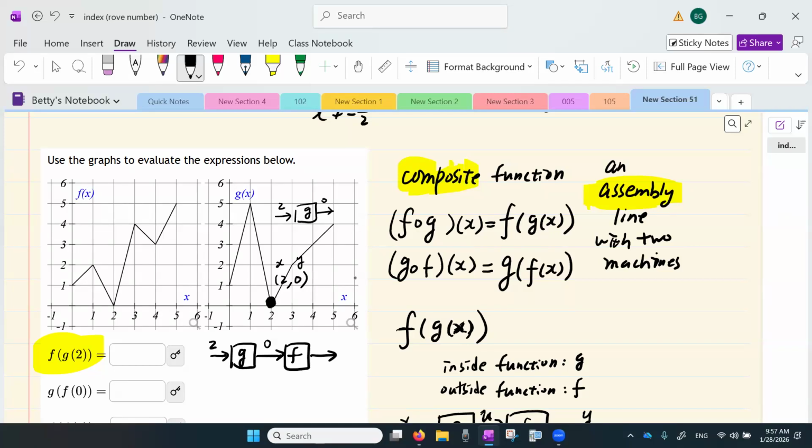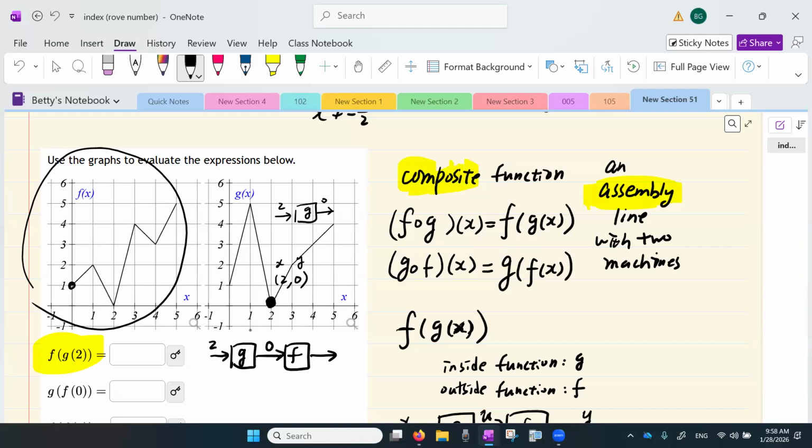Very good. So now the semi-product is 0, and 0 is going to go through f. That means we're done with g, and now we look at f. The 0 here is going to be the input for f, so you look at the function on the left. Which point has x value 0?